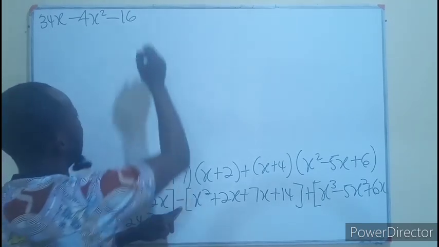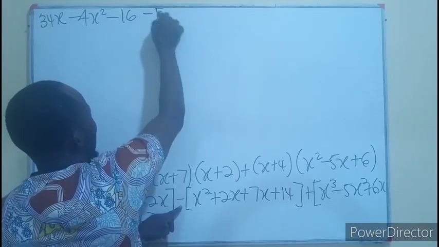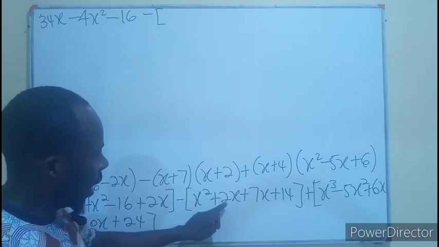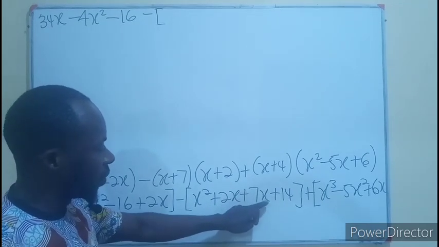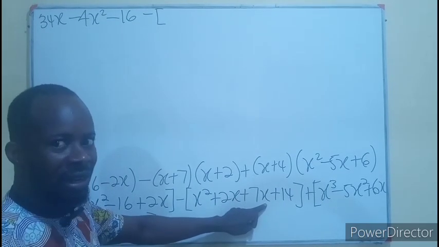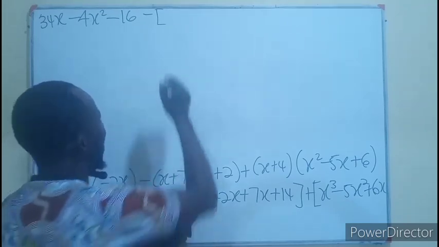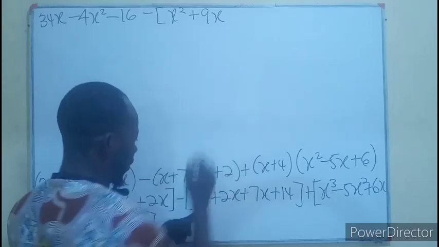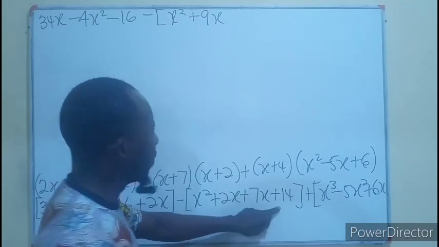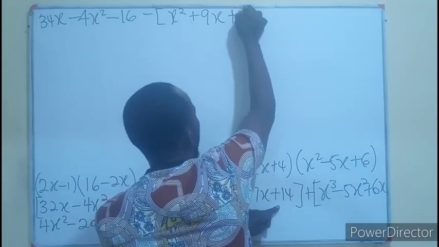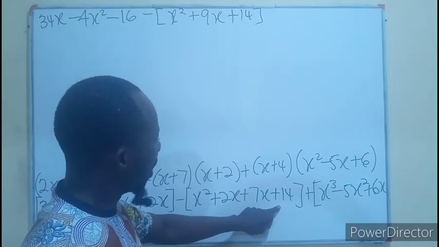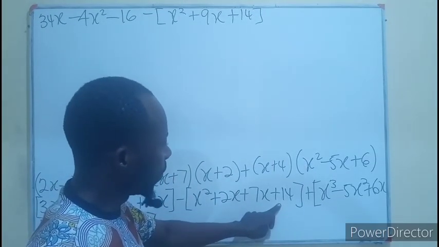So now let's maintain our minus. Let me bring the bracket since we need that to be there. So 2x plus 7x will give us 9x. So I will maintain my x squared plus 9x. 14 will still maintain as plus 14. So we close that bracket.